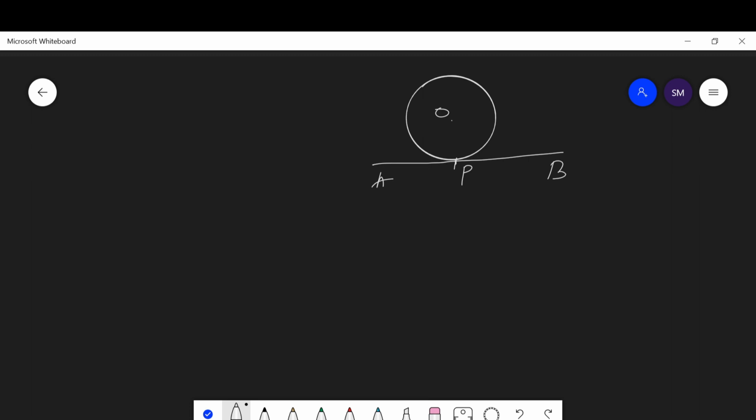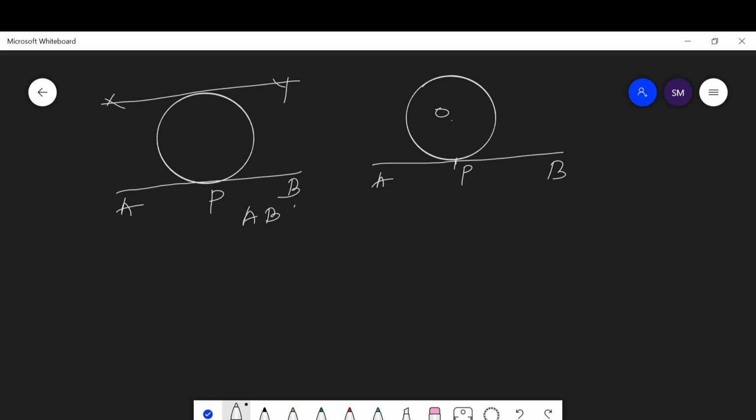And a circle may have two parallel tangents. Suppose this is a circle. This circle may have two parallel tangents. Suppose this is a tangent and this is another tangent. Suppose this is AB and this is XY. AB is parallel to XY. Only two tangents can be parallel to each other for any circle.